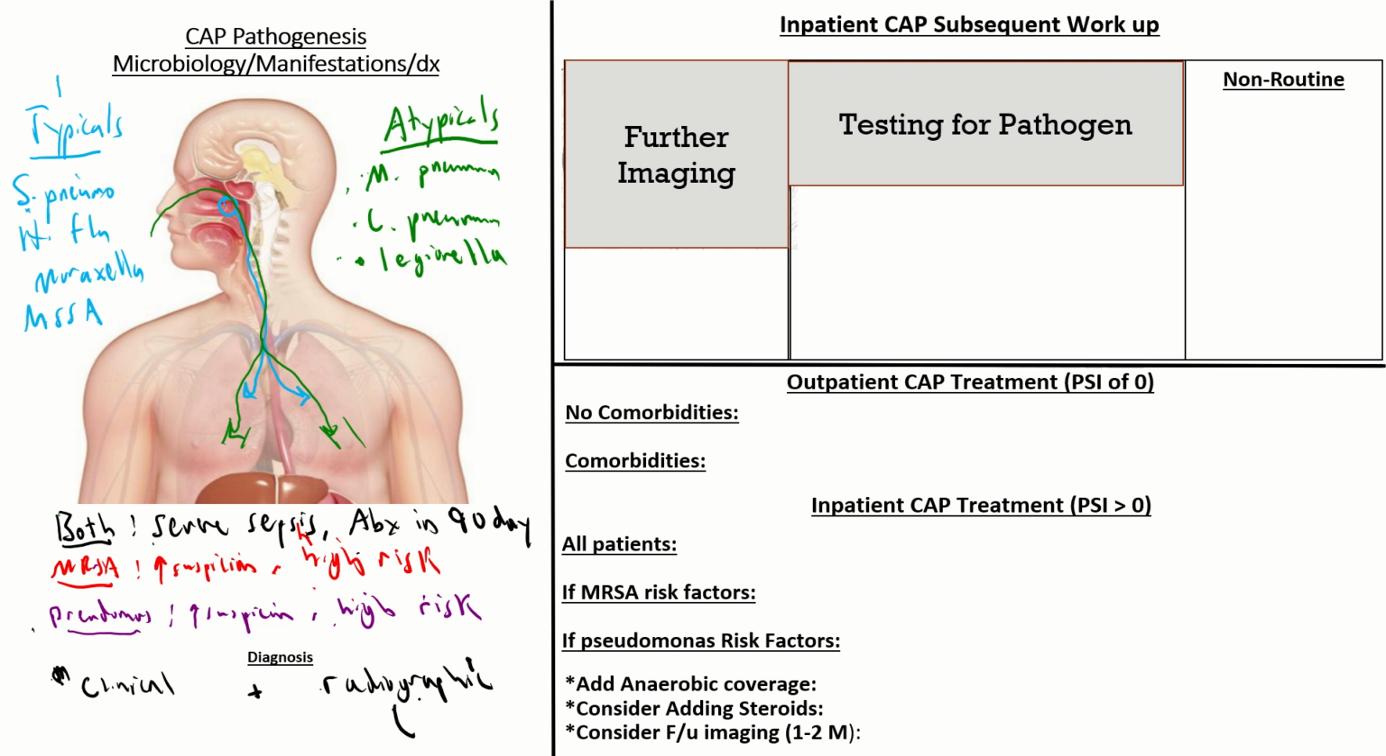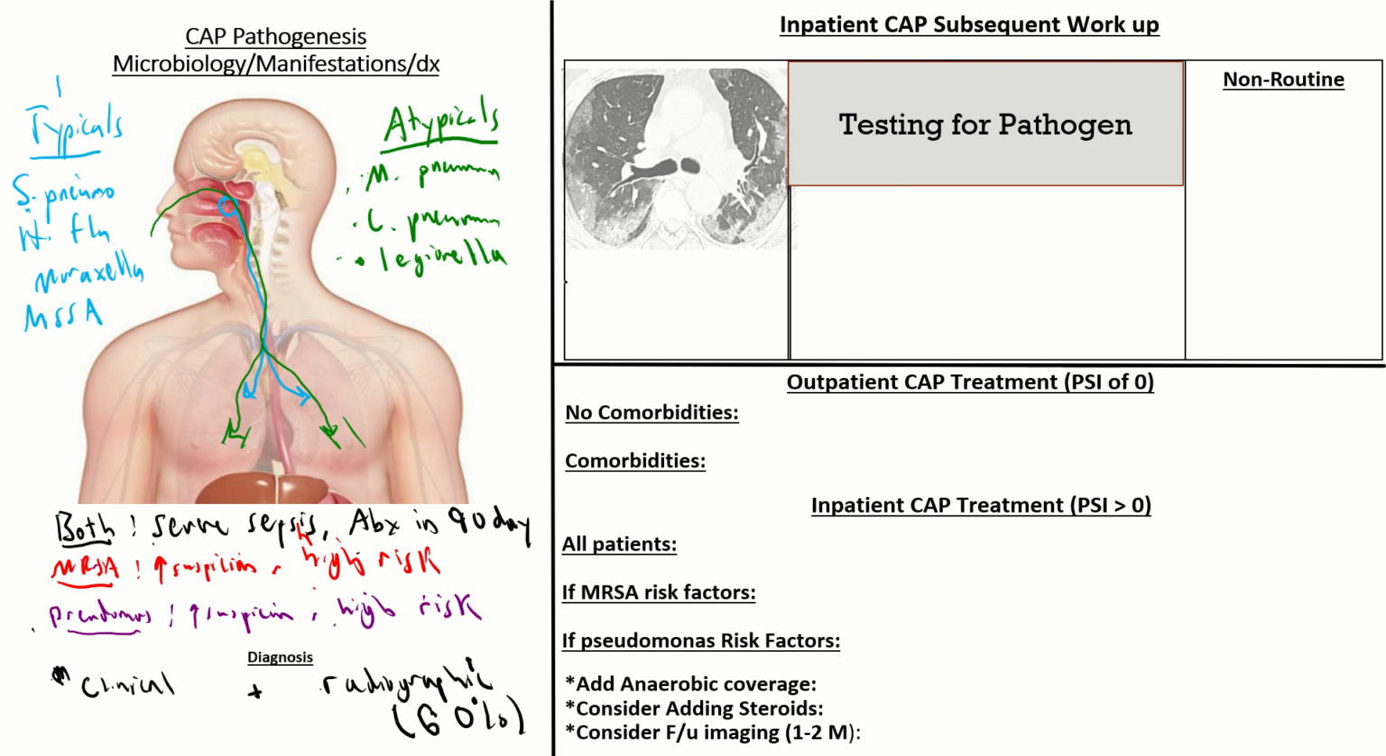Surprisingly, the sensitivity of chest X-rays for pneumonia in the literature is about 60%, so you may actually miss 40% of pneumonias if you're just looking at the X-ray, which gets us to inpatient CAP and subsequent workup. All right. So this is always a question, but when do you do further imaging? When do you do a CT scan?